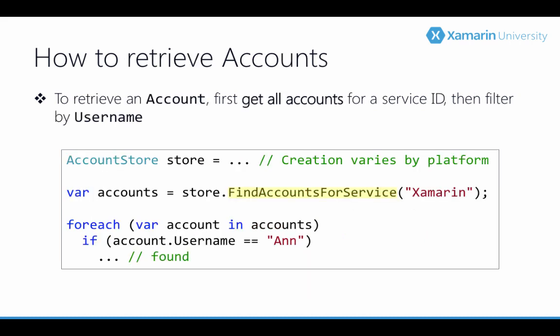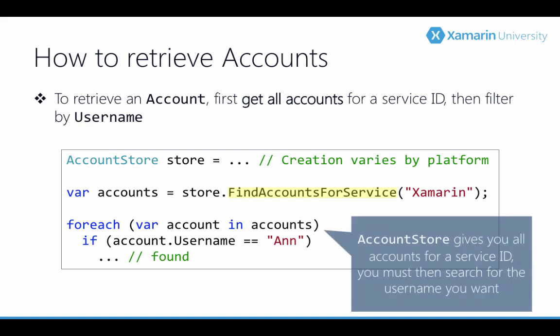An account store provides a way to get all of the accounts for a given service ID. The find accounts for service method takes that service ID as a string and then returns an IEnumerable collection of accounts with all the accounts for that service. The username is not considered in this lookup, so you'll need to do filtering yourself if you're looking up a specific account. So you'll get all of the accounts for the service ID, then search through the results looking for the username you're searching for. And you could of course use a LINQ expression here instead.